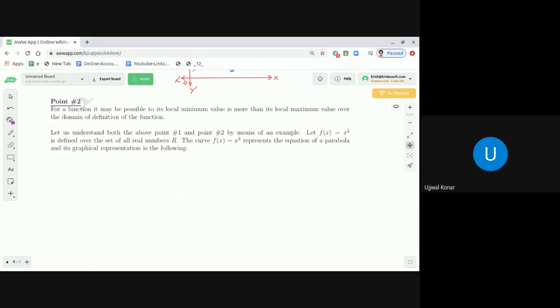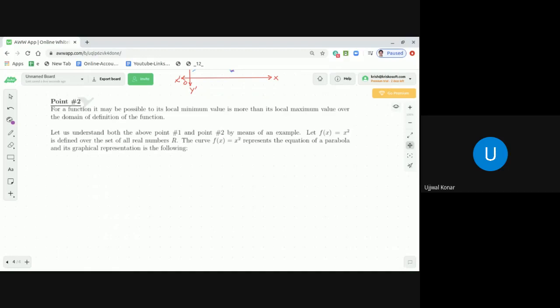Let us understand how come that local minima is more than local maxima. Maxima means more. So how come local minima could be more than local maxima? It looks like a kind of a contradicting statement, but not really, dear students. Let's take an example and understand.